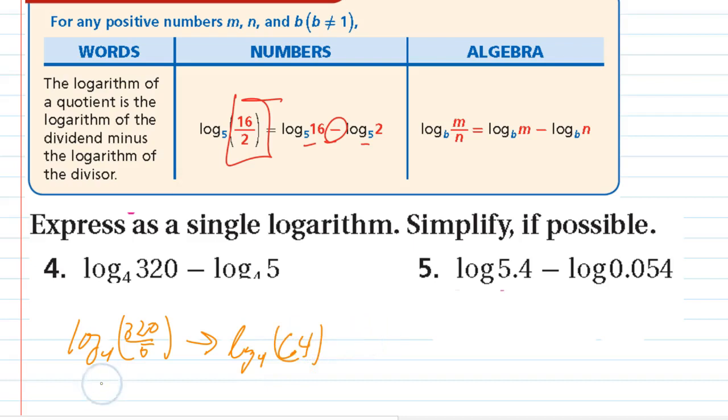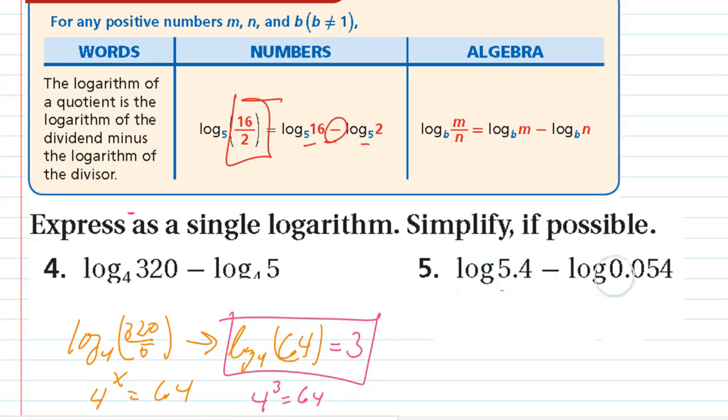So we put it into exponential form. 4 to what power is equal to 64? Well, we know that 4 times 4 is 16 times another 4 is 64. So log base 4 of 64 is simply 3, because 4 to the third power is equal to 64.